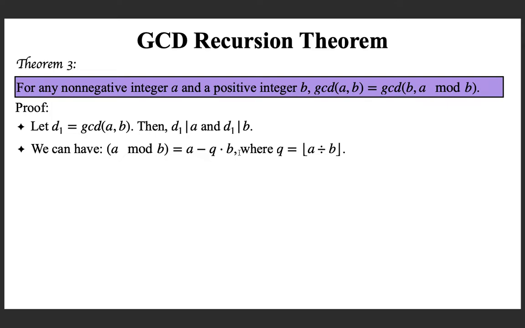This follows from the division theorem, which tells us that for any A and B there exists a quotient and a remainder such that A is nothing but the quotient times B plus A mod B. So from this equation you obtain A mod B as A minus Q multiplied by B, where Q is the quotient of dividing A by B.